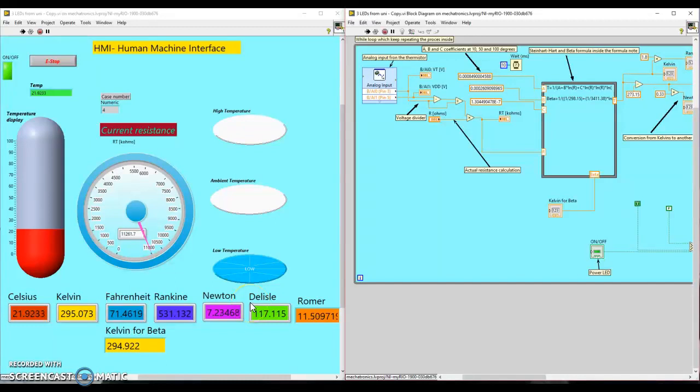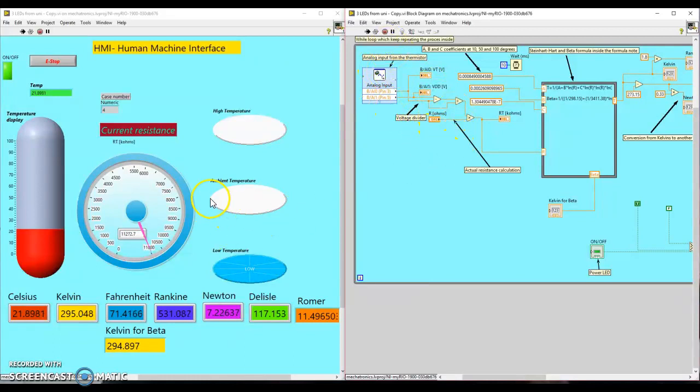Thank you so much for your time, and let me introduce you to my temperature measurement system. This LabVIEW program would help me design this specific system. This program is divided into two panels. On the left hand side we have our front panel, while on the right hand side we have our block diagram.